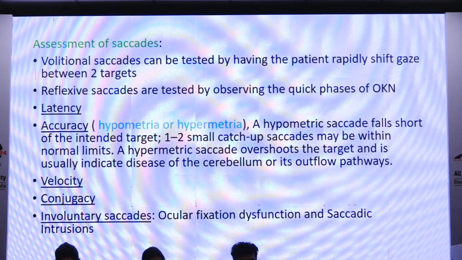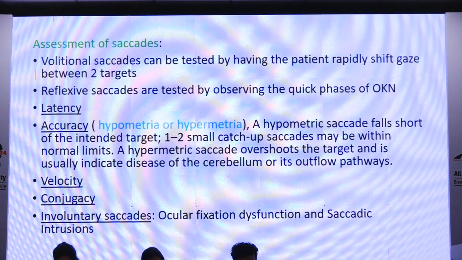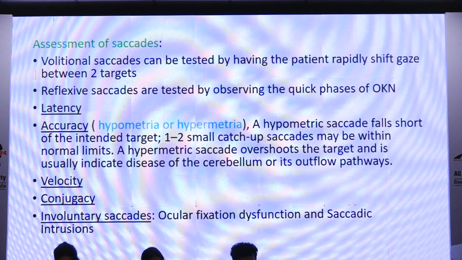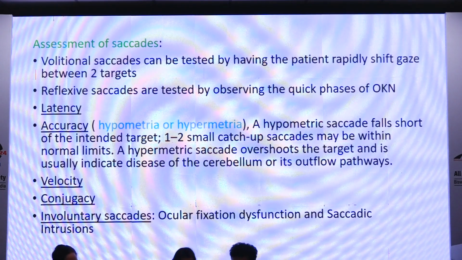So we can test saccades clinically. Ask the patient to look at two points rapidly, and we can see the velocity and the accuracy, that is, whether the patient looks at the point accurately. If not, it is hypometric or hypermetric. Hypometric in the senile age group may be normal, but hypermetric never is. If it is hypermetric, the patient will overshoot and then come back.